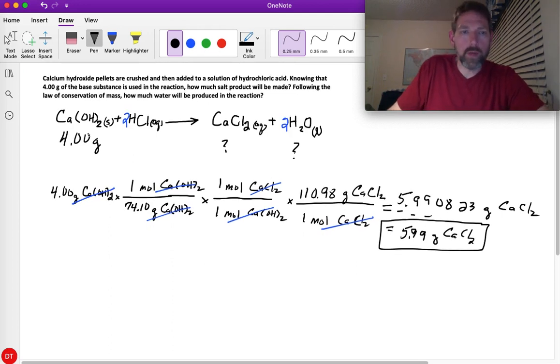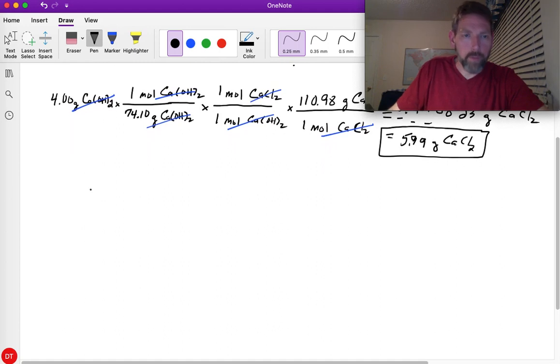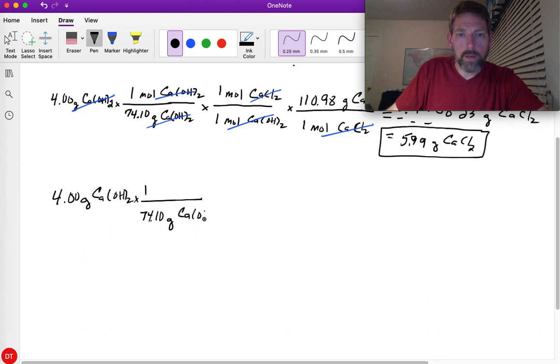It's the same basic stoichiometry problem. We're going to start with 4 grams, and we're going to do all of our work to right here to the water. All right. So we've got 4.00 grams of calcium hydroxide. We already know from here that there's a ratio of 74.10 grams of the calcium hydroxide for every mole of this substance. Okay.